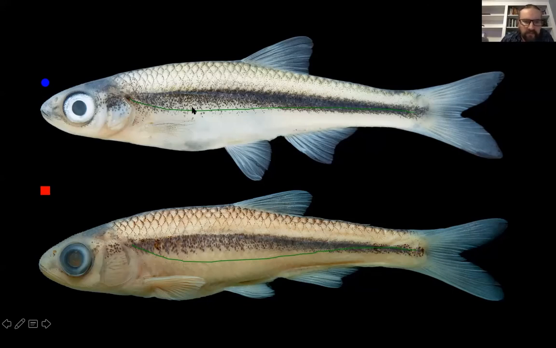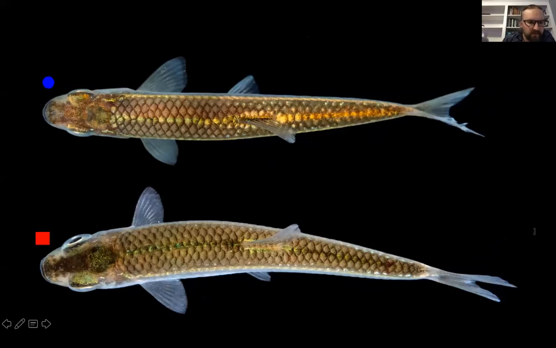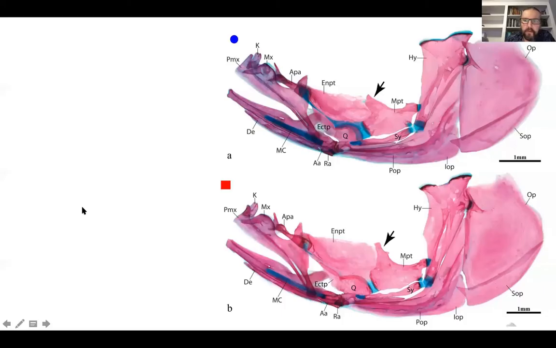And what you can see is that the pigment of the lateral stripe doesn't reach the lateral line canal here in this lower specimen, and it does in this upper specimen. So there are subtle differences in pigmentation in relation to the lateral line canal. We also noticed subtle differences in live coloration. So this individual has a black marking on the head, which is absent in this one. Then we also noticed some internal osteological differences.